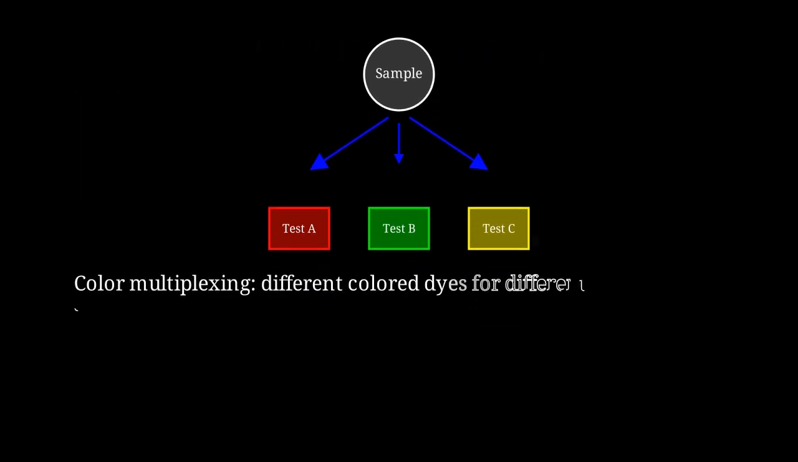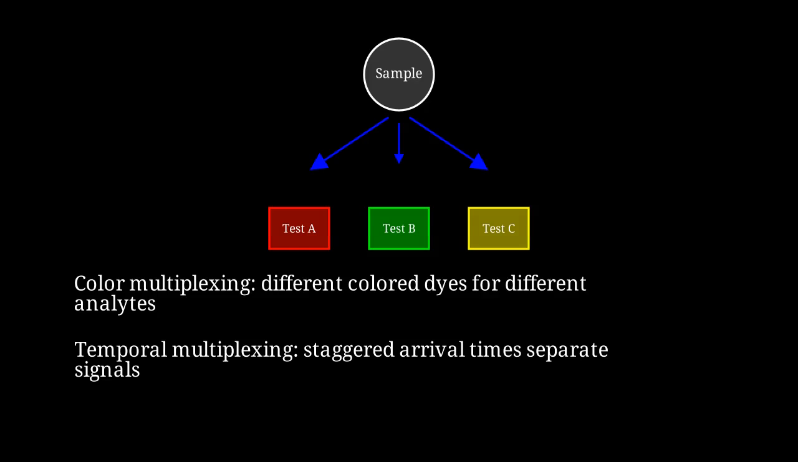Color multiplexing uses different colored dyes. For example, red for one protein, blue for another. A single zone can show multiple colors simultaneously. Temporal multiplexing uses different channel lengths, so analytes arrive at different times. This allows one detector to measure multiple things sequentially.